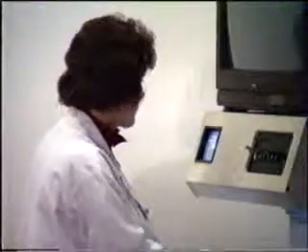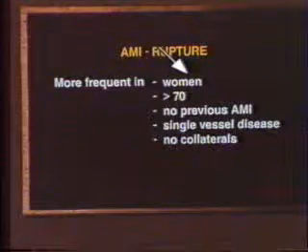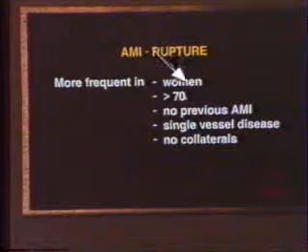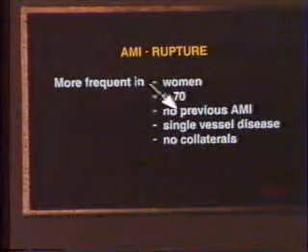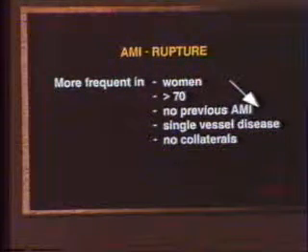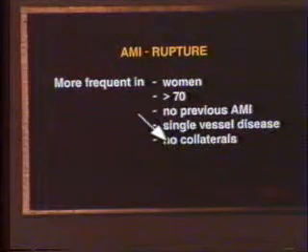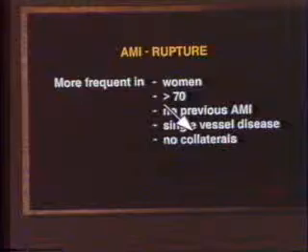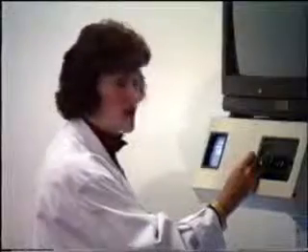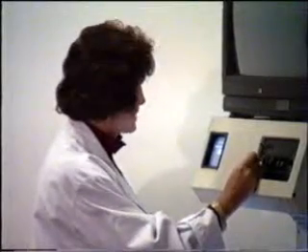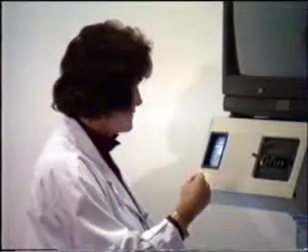Now, what is rupture seen in? It's more frequent in females, and the elderly, with no previous infarction, often associated with single vessel disease with no functional collaterals. There may be collaterals present when you do angiography, but there may be no functional collaterals in these patients. So they are more liable to have a transmural infarct with no previous fibrosis.